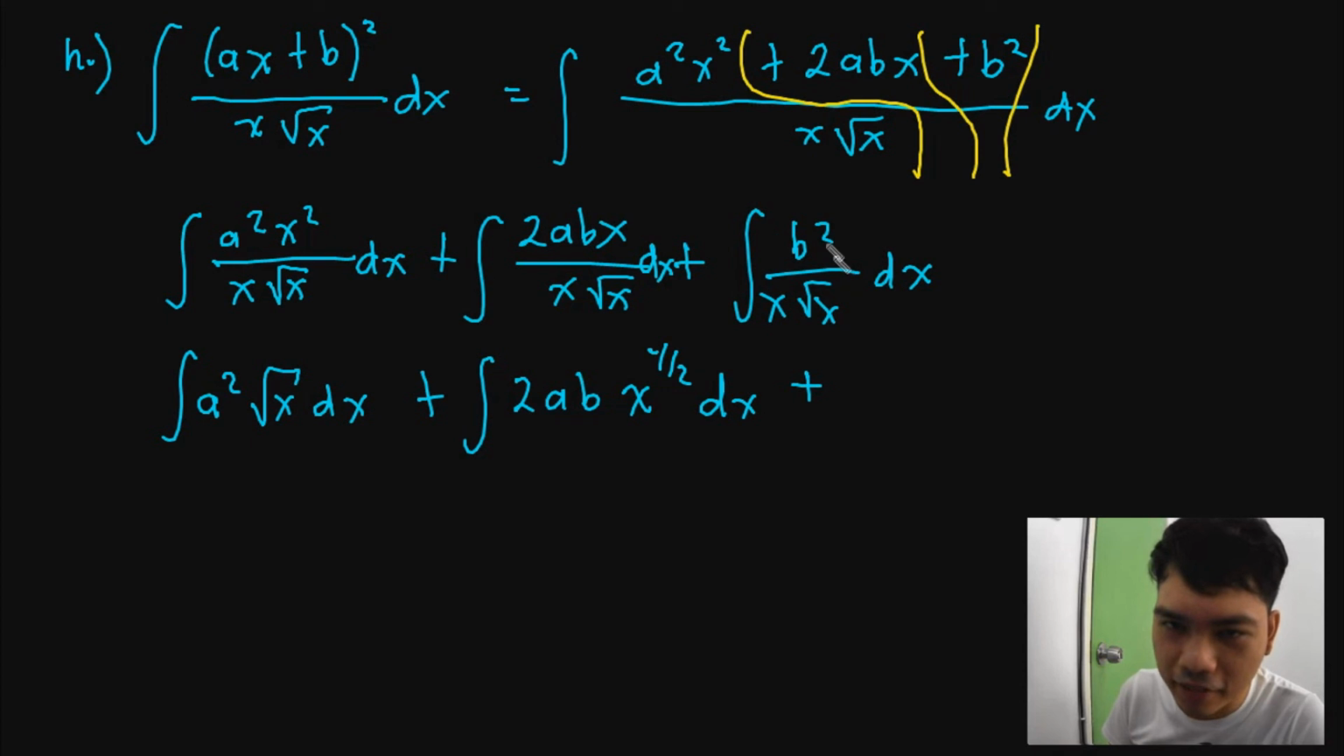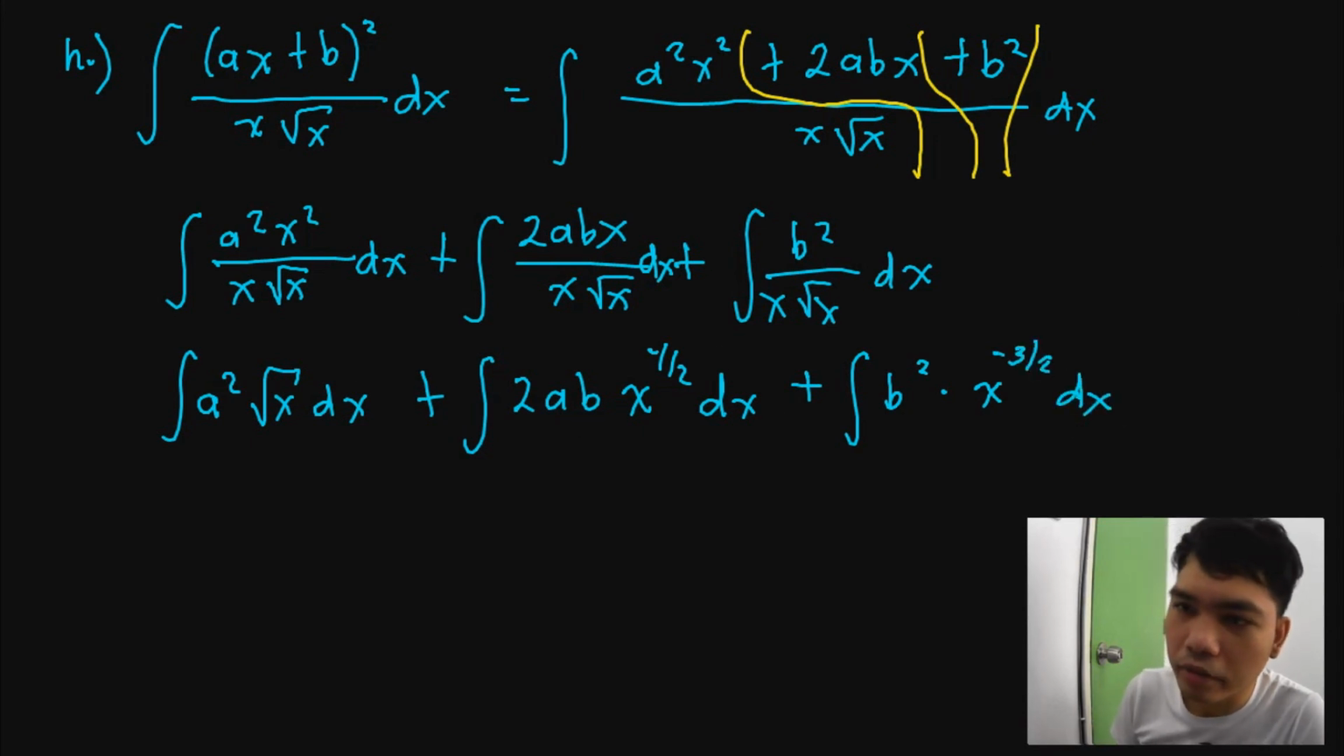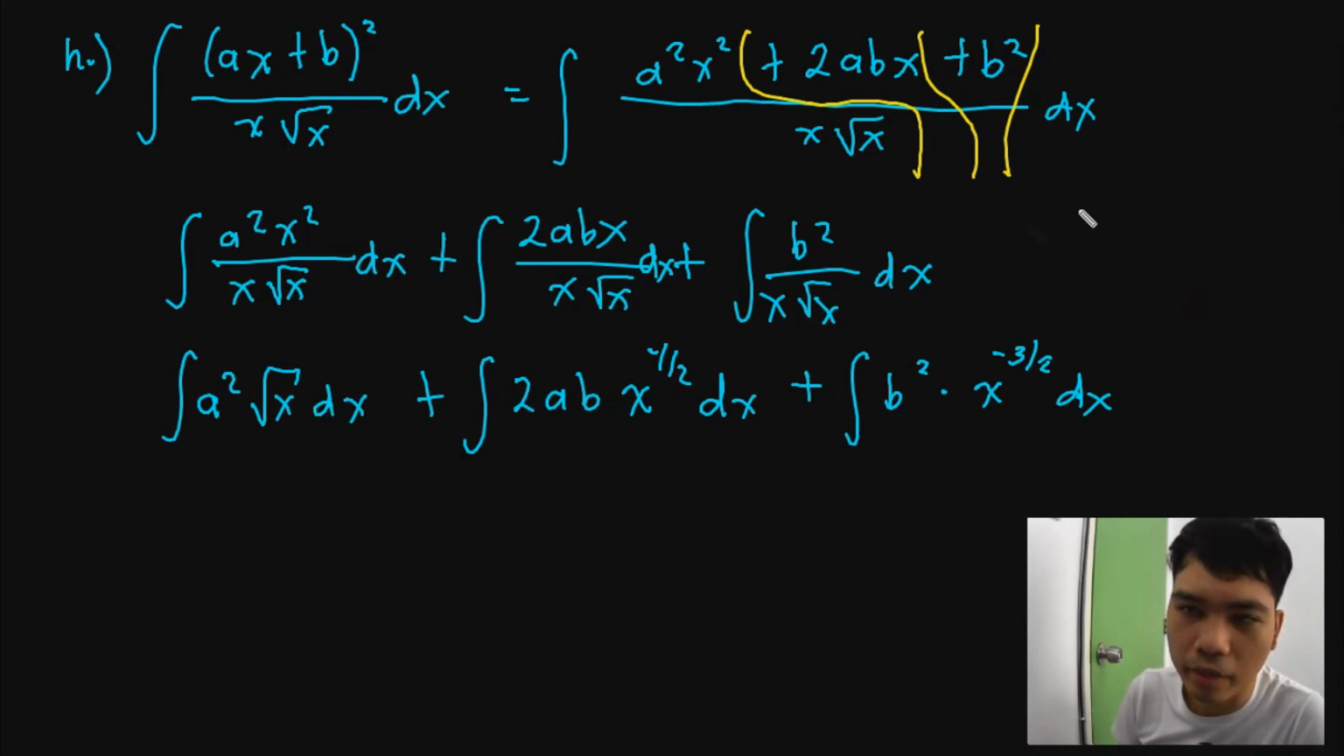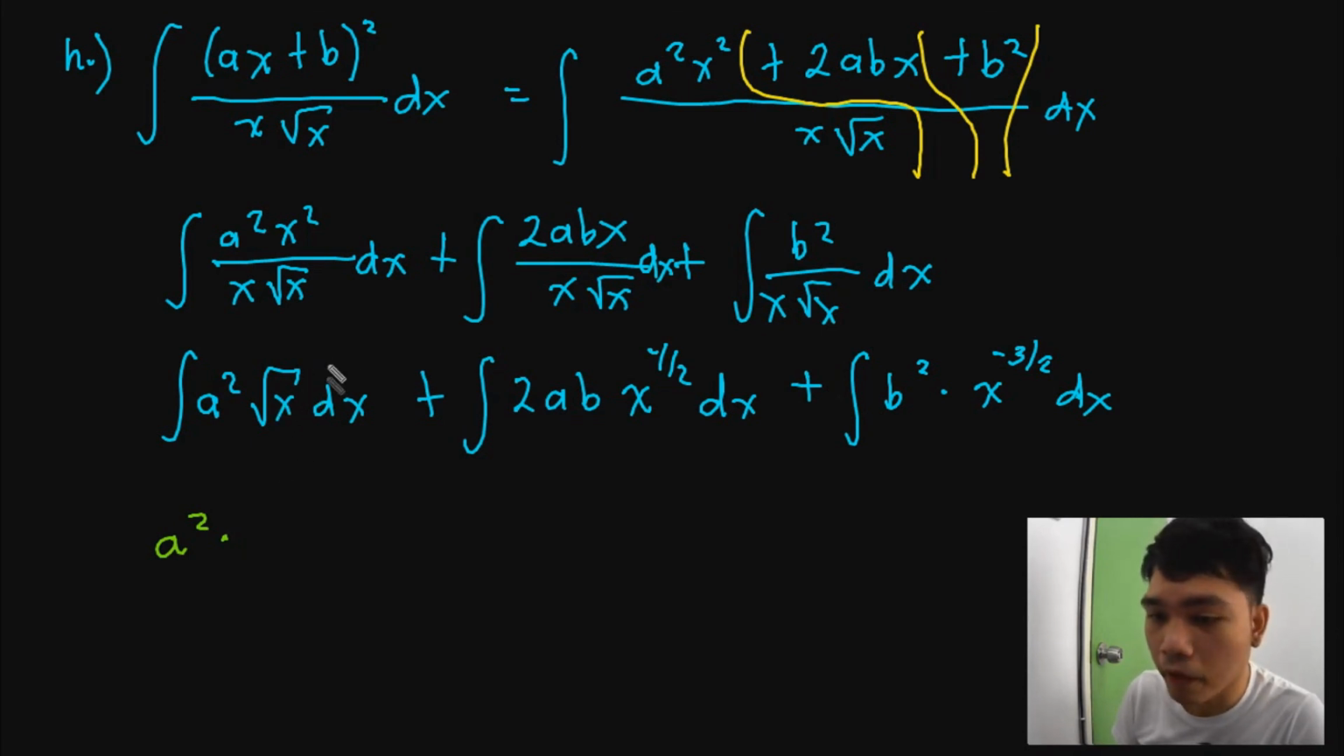Anyway, so plus, and then this one, we can simply write this as b squared times x raised to negative 3 halves dx. Okay, and now we can integrate all of this. Let's just use another color to give emphasis to the answer. So this one is a squared times the square root of x. What is its antiderivative? In this case, that will be plus 1, so x raised to 3 halves and then times 2/3.